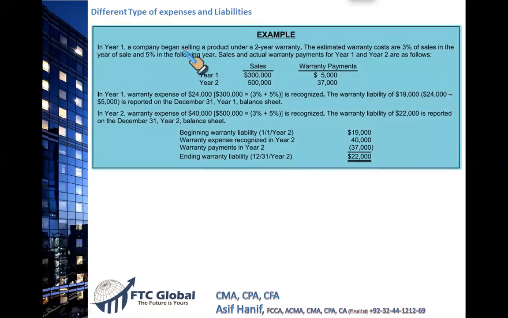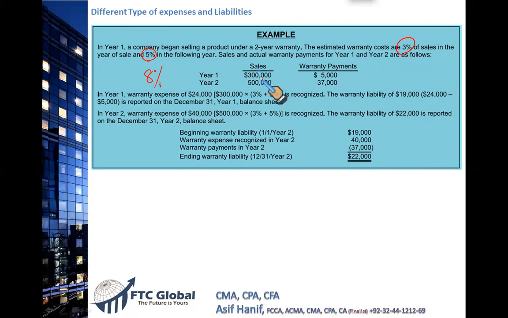In year 1, a company began selling a product under a 2-year warranty. The estimated warranty costs are 3% of sales in the first year and 5% in the second year, which means the total warranty expense will be 8% of the selling price. Sales and actual warranty payments for year 1 and year 2 are as follows.